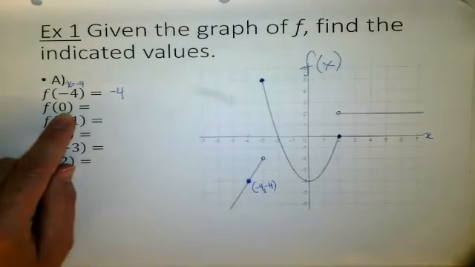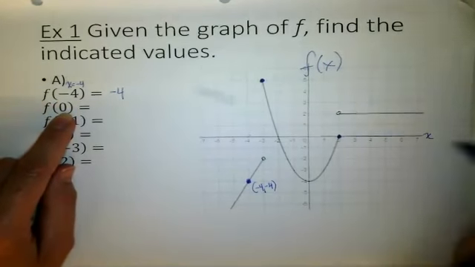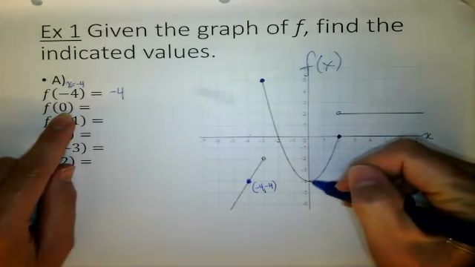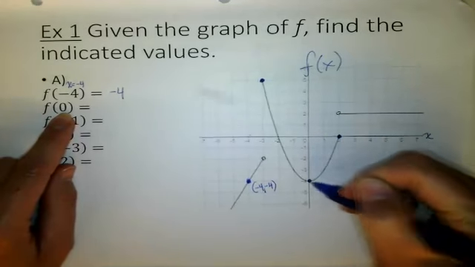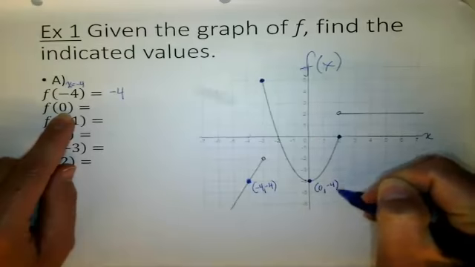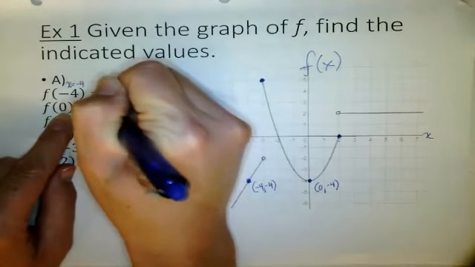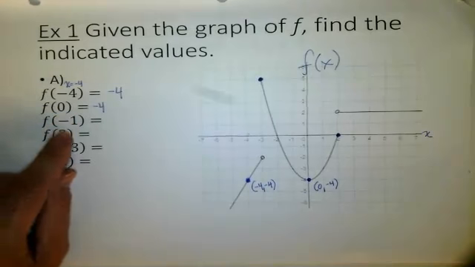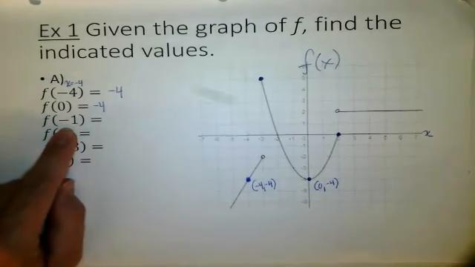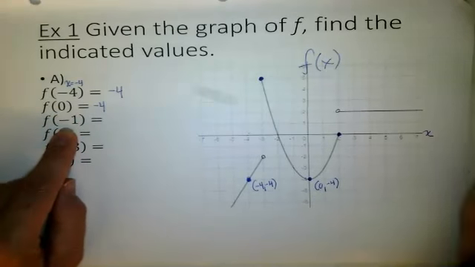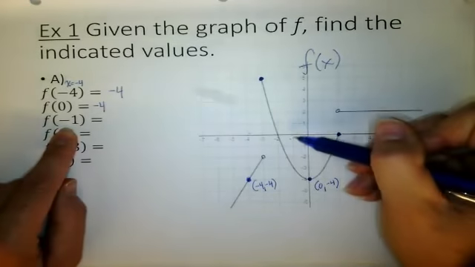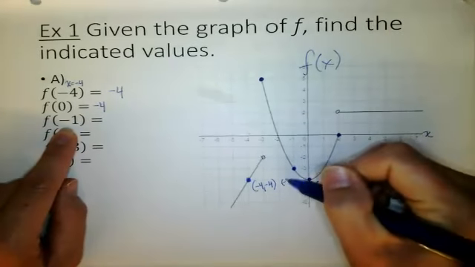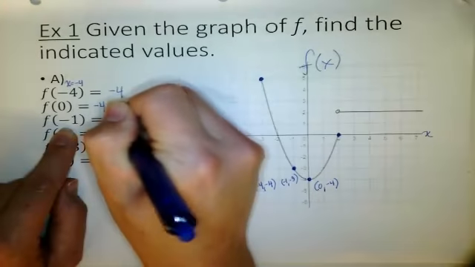Now f of 0. What's the output? Oh, -4 again. We go to 0 on the x-axis, and there's the output way down here, (0, -4). You can label your graph with those ordered pairs so you can see where all these numbers come from. f of -1. What's the output? Good. We go to -1. The output is down here on the graph, (-1, -3).